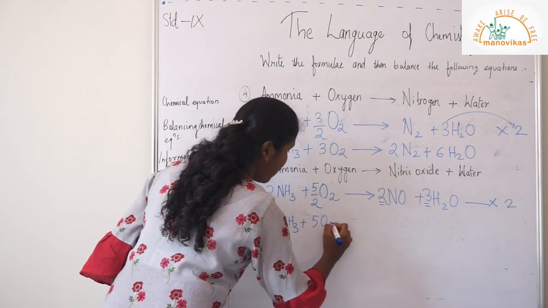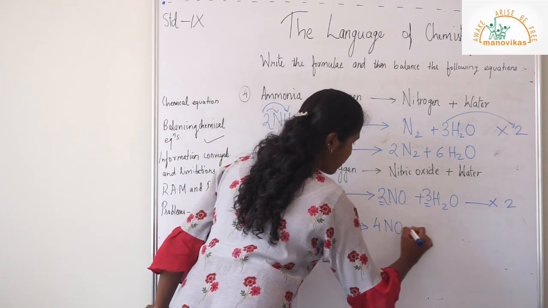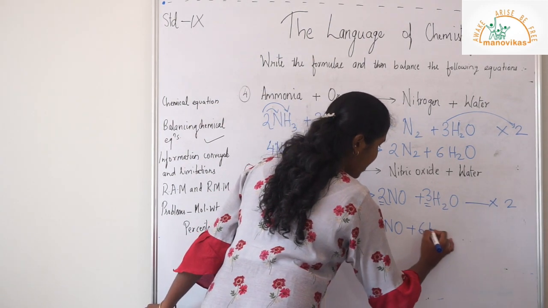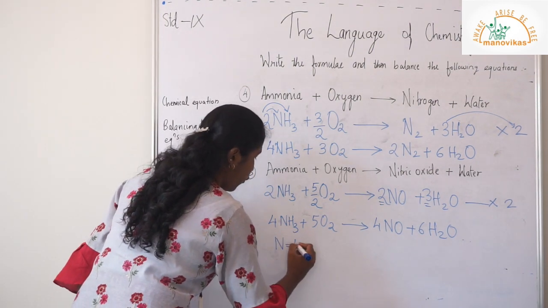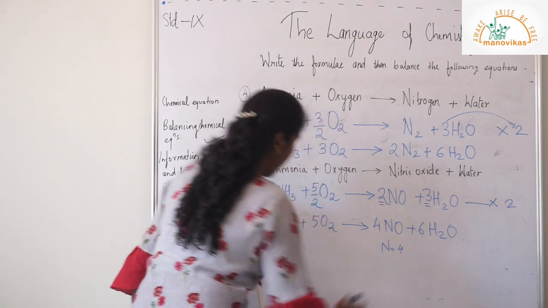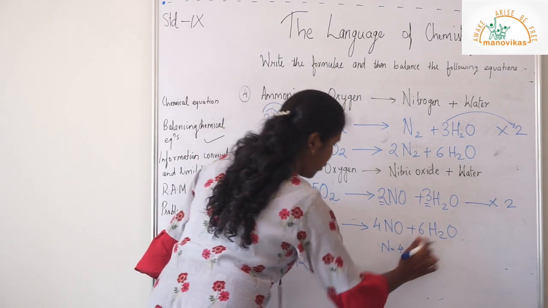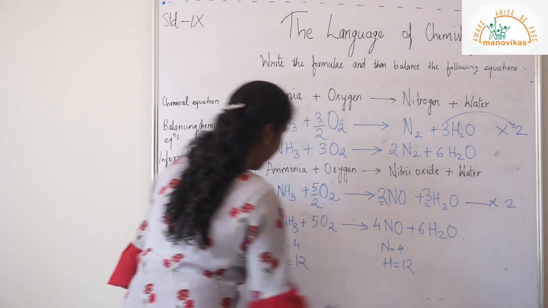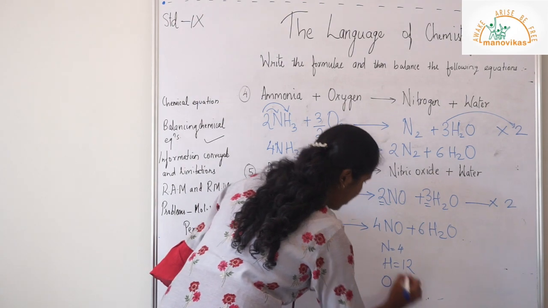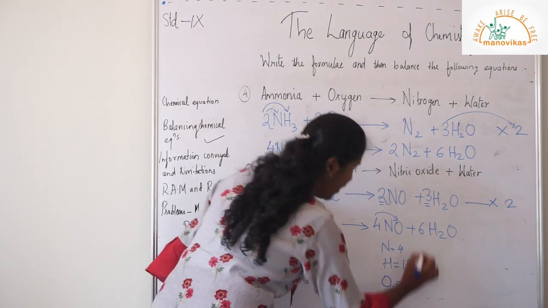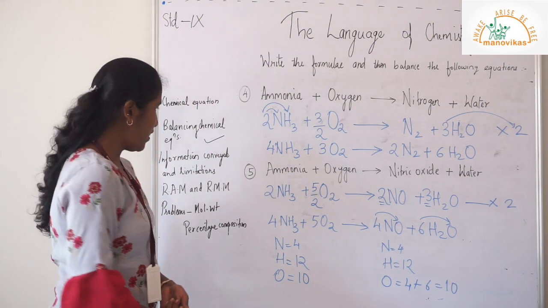We are going to remain with 5 O2 gives 2 into 2 will be 4 NO plus 3 2s are 6 H2O. Let's check. Nitrogen over here is 4. Over here is also 4. Hydrogen is 4 3s are 12. And your hydrogen is 6 2s are 12. Oxygen, 5 2s are 10. And your oxygen, you have 4 plus you have 6, which equals 10. So the equation is balanced.